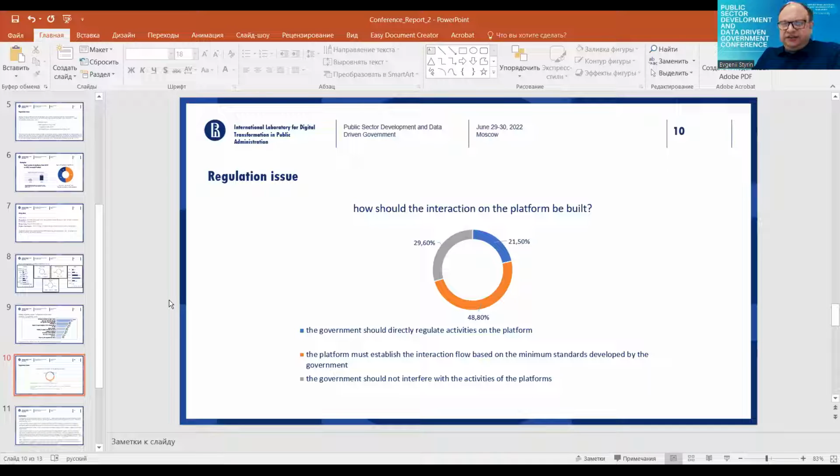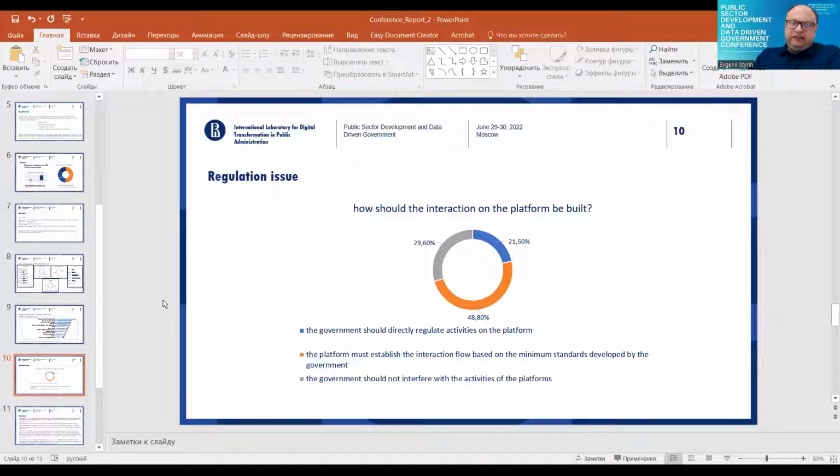Here you can see the answer to the question about how to build an interaction. The majority of answers are about a blended approach: minimum standards or minimum guarantees should still come from government, because it's labor issues. Maybe in some other industry it could be different. Then a little more than 20% say there should be a direct directive from government, and almost 30% say the government should not be involved at all.